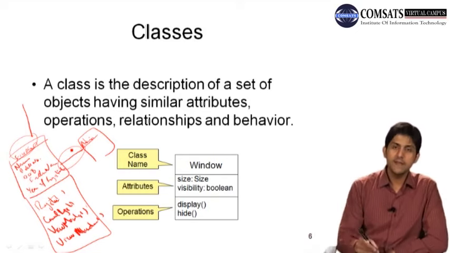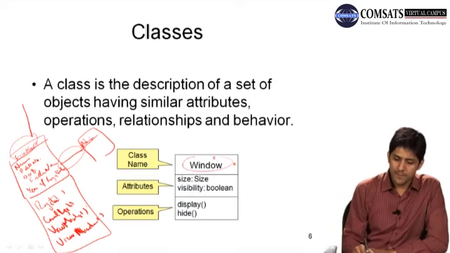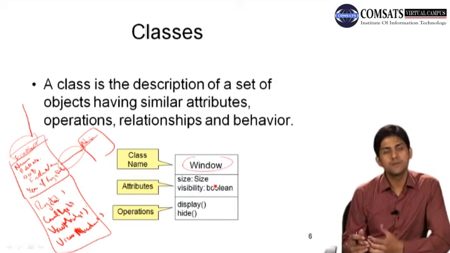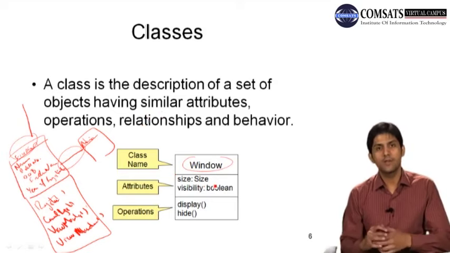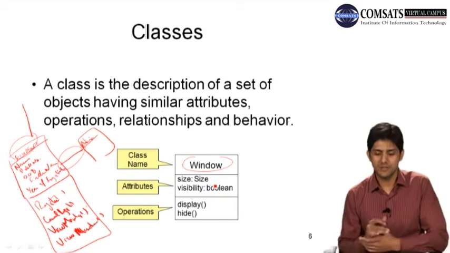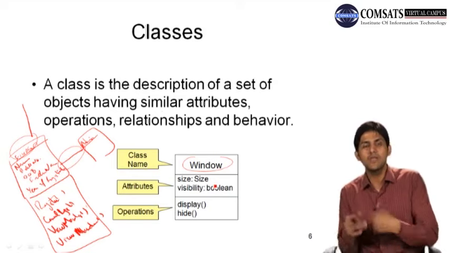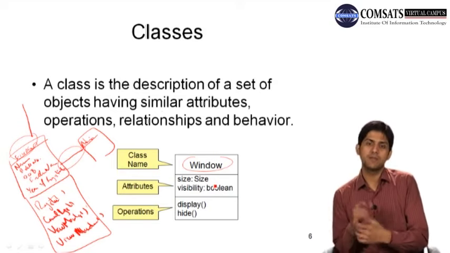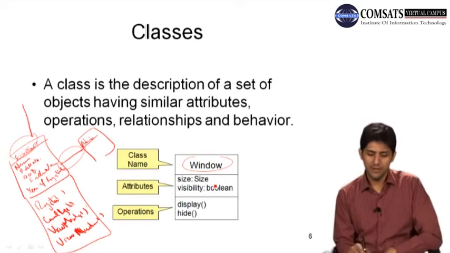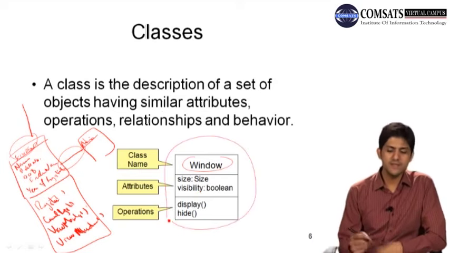Similarly, this slide also shows an example of a window class. So here the class name is window, and these are the attributes of this window class. What is the size of the window, and what is the visibility of the window. You can attach other attributes as well to this window class. And then what are the operations that are associated with any object of that window class? A window can be displayed, it can be hidden. So these are the two operations. So again, you can think of the multiple instances.